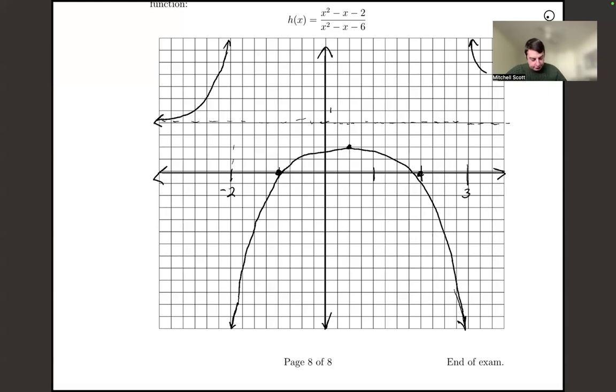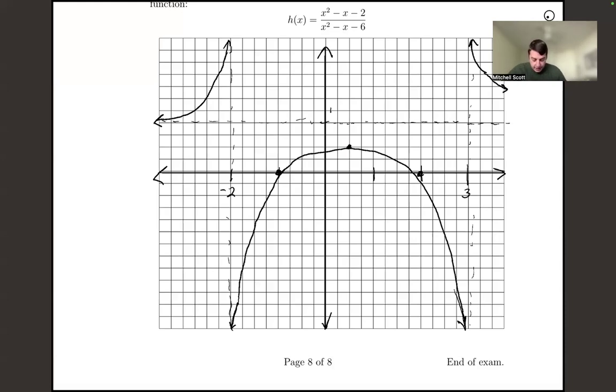And then again, this isn't defined here. So we have those asymptotes. And then again, this has to have an asymptote at 1. So the graph probably looks something like this, combining all of the information we have.